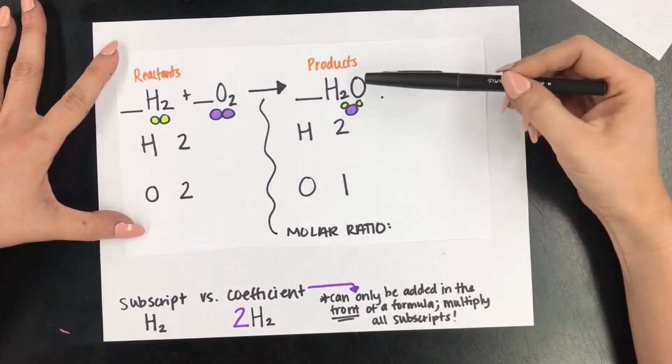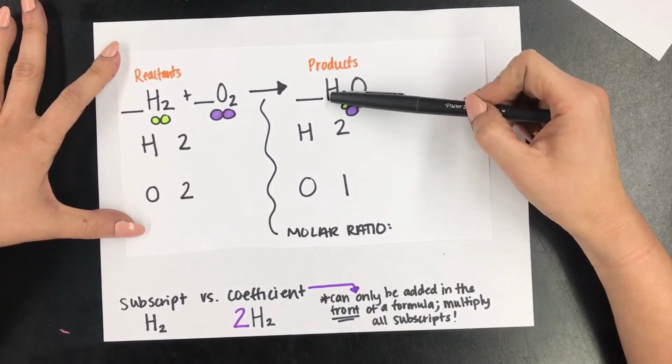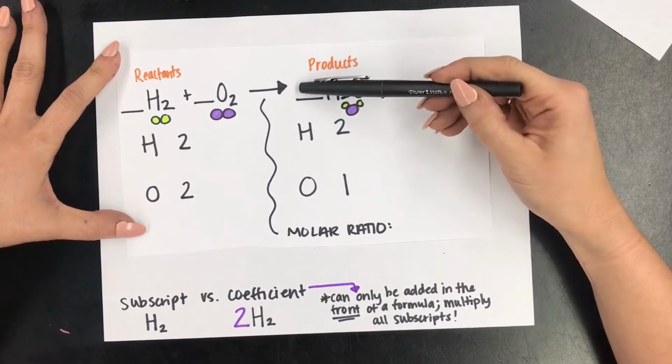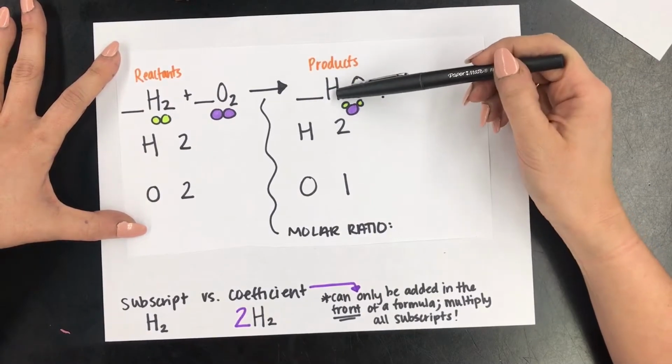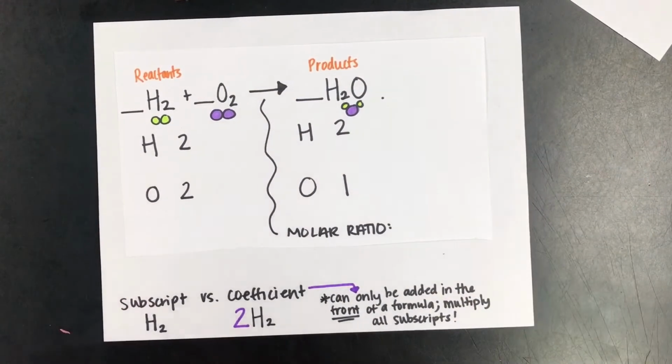I'm going to find this oxygen. Oxygen is locked up in a compound. The only option is to put a coefficient here though. So yes, that will also change the hydrogen. But it's okay because we can go back and forth. So let's try that.